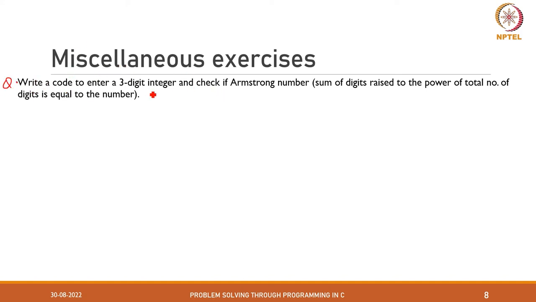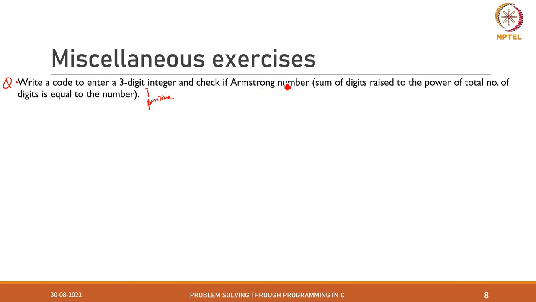So this question is: write a code to enter a 3-digit positive integer, not just integer, it's a positive integer, and check if it's an Armstrong number.